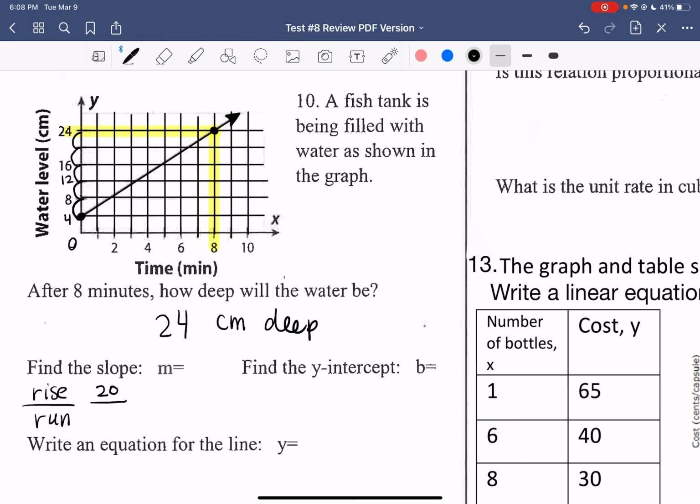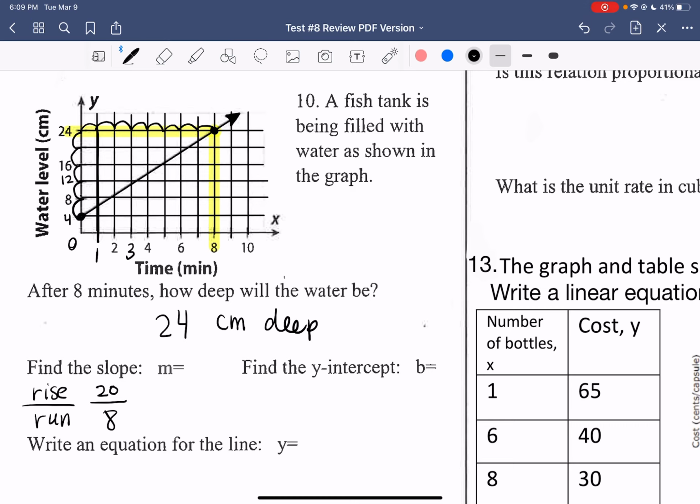And then my run, it looks like I'm moving one space here. And I need to just check my interval down at the bottom. And it does look like it's going by 1, 2, 3. So we're good on that one. So let's count 1, 2, 3, 4, 5, 6, 7, 8. So 20 over 8, which will simplify.